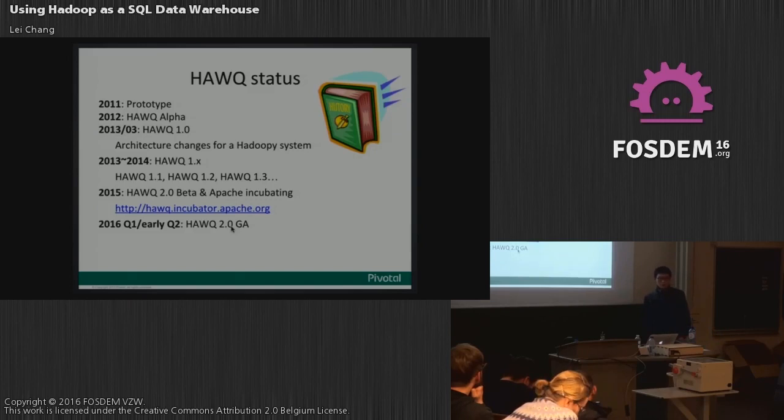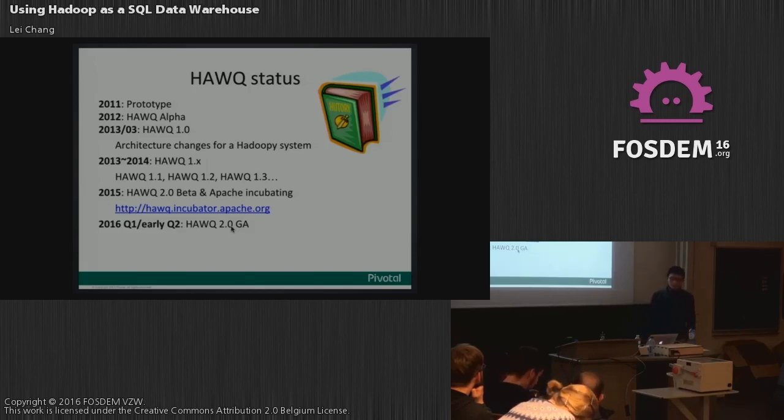In the 1.0 phase, we changed the architecture a lot, since now we have centralized storage on HDFS, so a lot of things in the traditional MPP database are not necessary. We changed the transaction mechanism. We changed the fault tolerance mechanism to make it more like a Hadoop system. And in 2013 to 2014, we had a lot of minor releases. We added Kerberos, we added Parquet support, and we added a lot of other features.